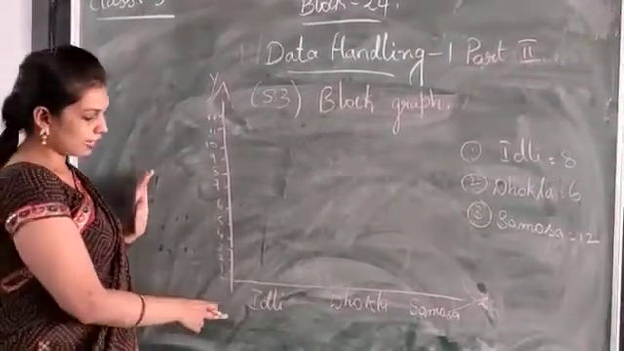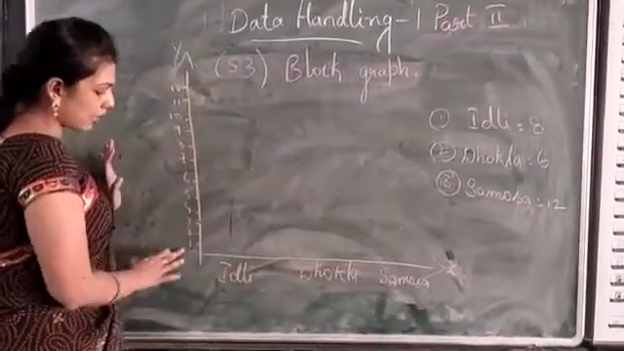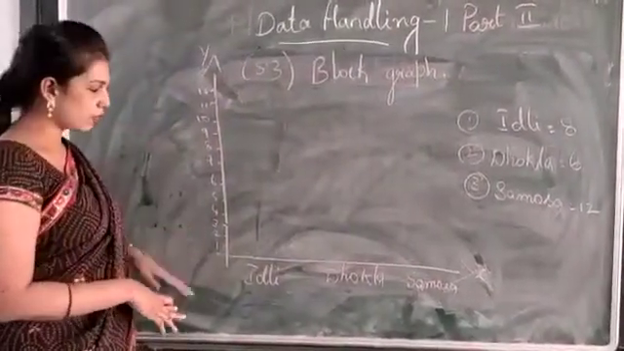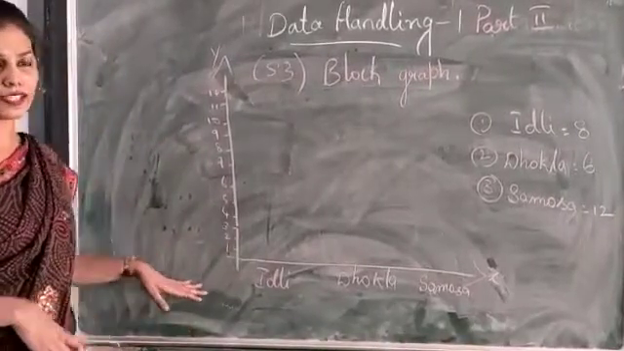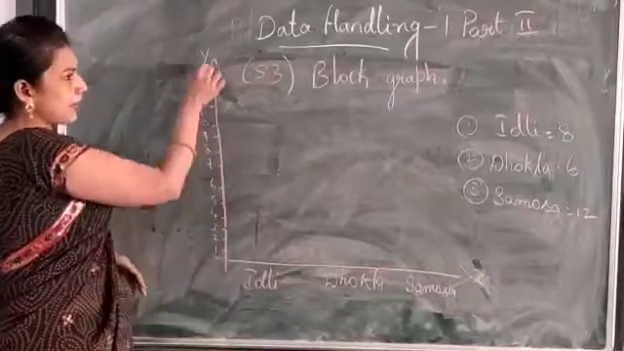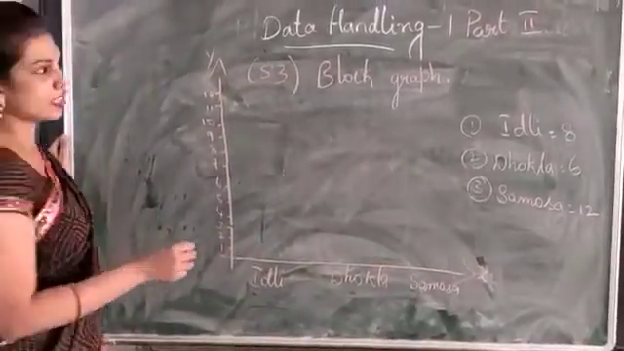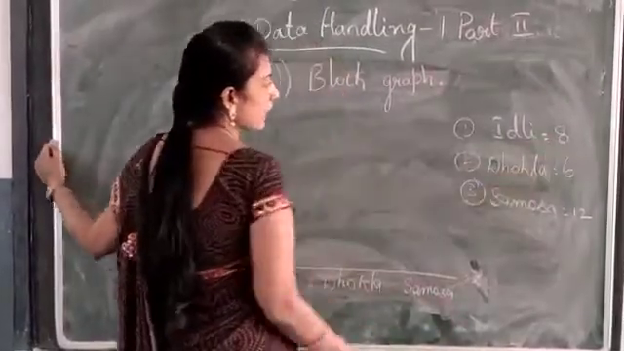So now here I have written idli, dokla and samosa. So graph, first what you have to draw is one vertical and one horizontal line, children. Horizontal line will be x-axis and vertical line will be y-axis. So here idli, how many will like idli, children? 8 members will like idli.